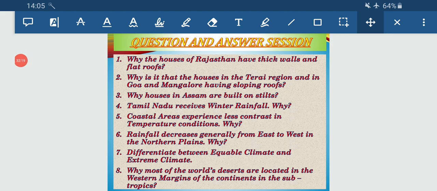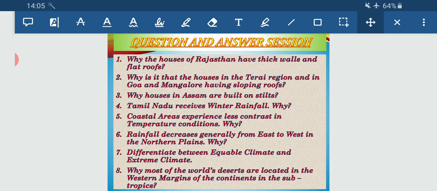Now the second point of difference is the location. Equable climate is experienced by the coastal areas, the places which are adjacent to the coast, and the extreme climate is experienced in the interior parts of the country. That is, in central India of our country, the northern plain region experiences the extreme type of climatic condition.